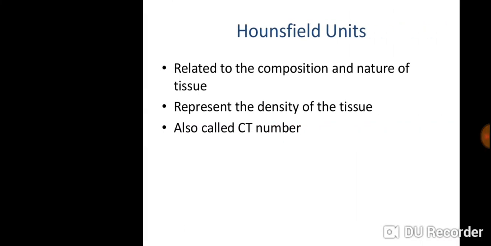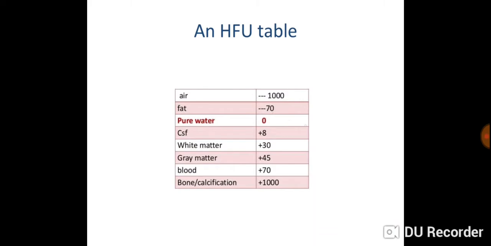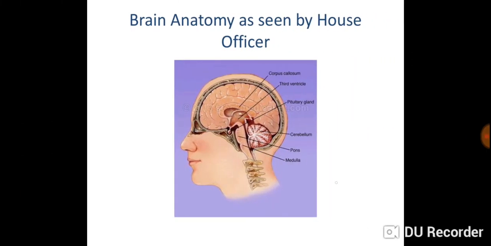Now, this is Hounsfield. So what are Hounsfield units? They're called CT numbers. They represent the density of the tissue. Here, water has a Hounsfield unit of 0. You can use these units because on the computer where you are viewing the CT scan, you can go to a particular part of the brain, or any part of the body, and it tells you what HU it is. Air would be minus 1000, bone would be plus 1000, white matter would be plus 30, gray matter would be plus 45, blood would be 70. So you can differentiate between these features on the HU reading.